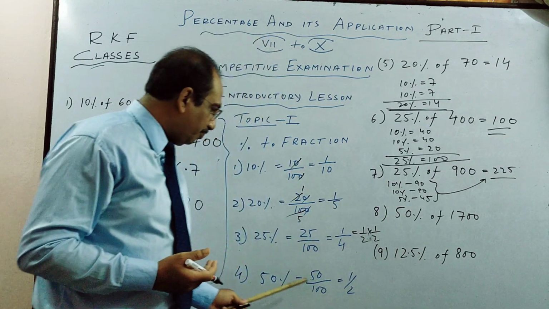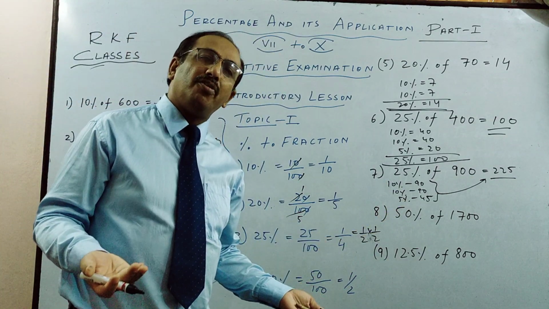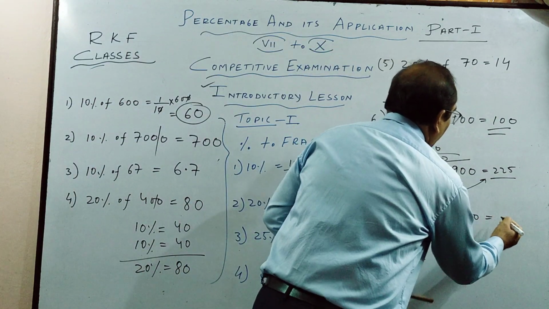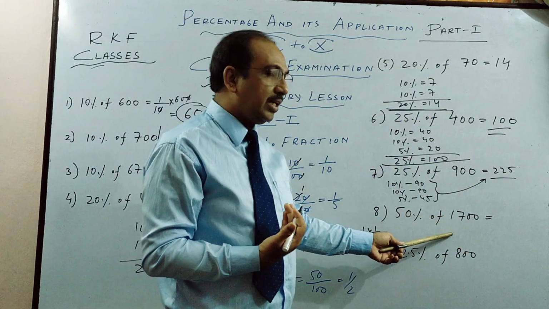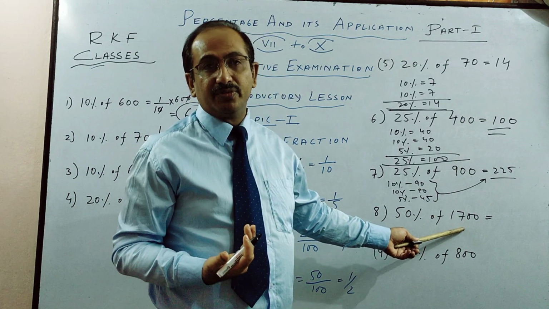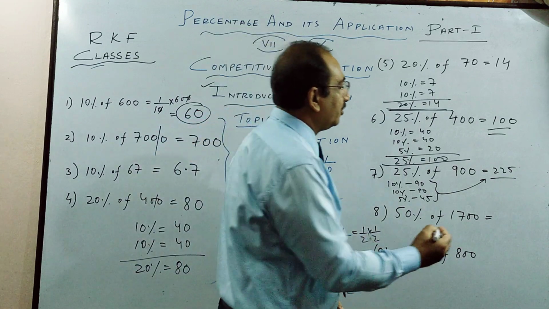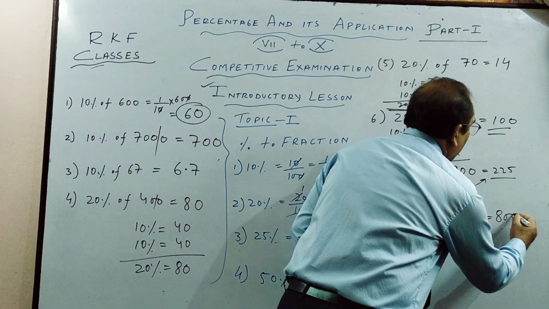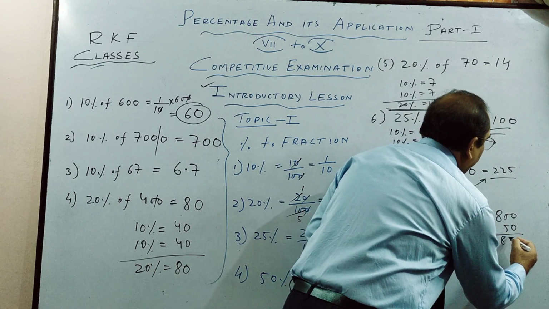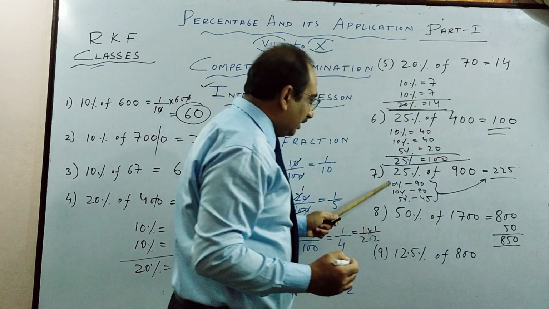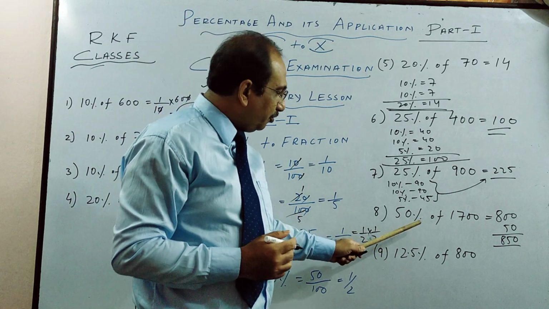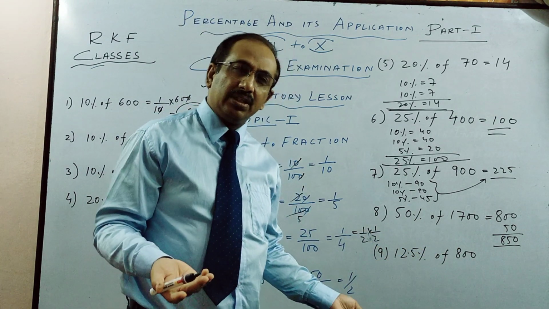Now the next one, 50%. 50% means half of anything. How will you do half of 1700? You go to the nearest, 1600. Half of 1600 is 800, and half of 100 is 50, so you get 850. Don't use the logic of 10 here, because it will take a lot of time. 10, 10, 10, so for 50%, just do half of anything.